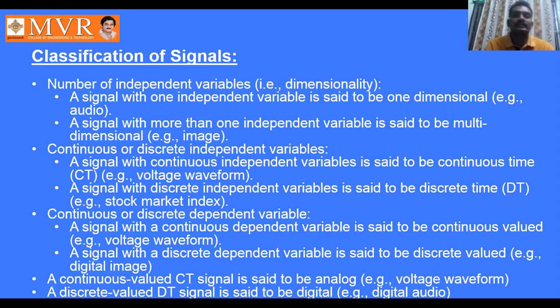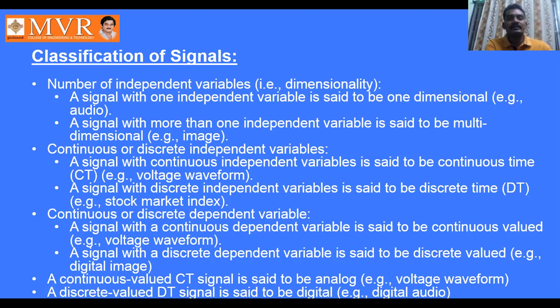A signal with discrete independent variables is said to be a discrete time signal. There is a difference between a continuous time signal and a discrete time signal. A continuous time signal flows continuously, whereas a discrete time signal does not. The continuous signal can be frozen for some time and divided into equal intervals of time. That is called a discrete time signal. Example: stock market index.